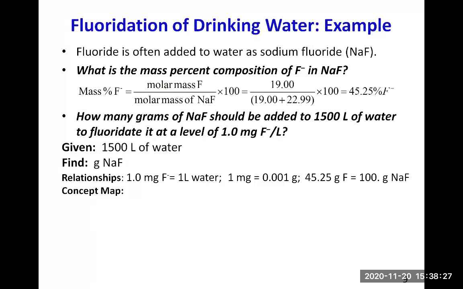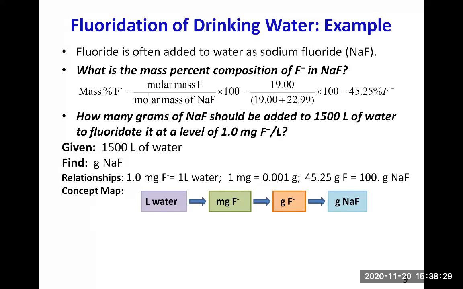So the concept map will look like this. We have liters of water. We want to know how many milligrams of fluoride we will need to fluoridate at a level of 1 milligram of fluoride per liter. Then having the milligrams of fluoride, we will change them to grams of fluoride. And then once we have the grams of fluoride, using the mass percent composition of fluorine in NaF, we can get the mass of the compound we need to pour in that water.